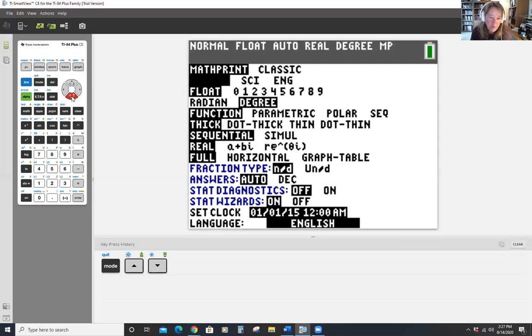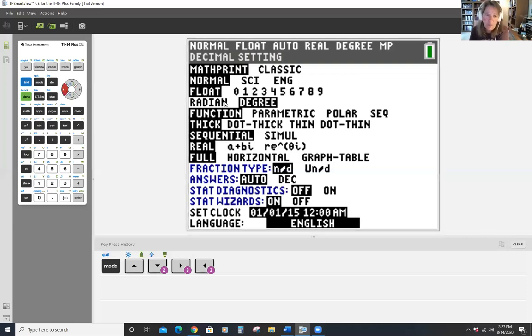The next one is float. You want to be in float. This means a floating decimal point. However many decimal places your answer has, that's how many it's going to give. If you put it on 0, so if we do the right arrow and go to 0, that will round all of your answers to the nearest whole number. 1 will round all your answers to the nearest tenth. 2 will round all your answers to the nearest hundredth, etc. So we're going to stay on float.